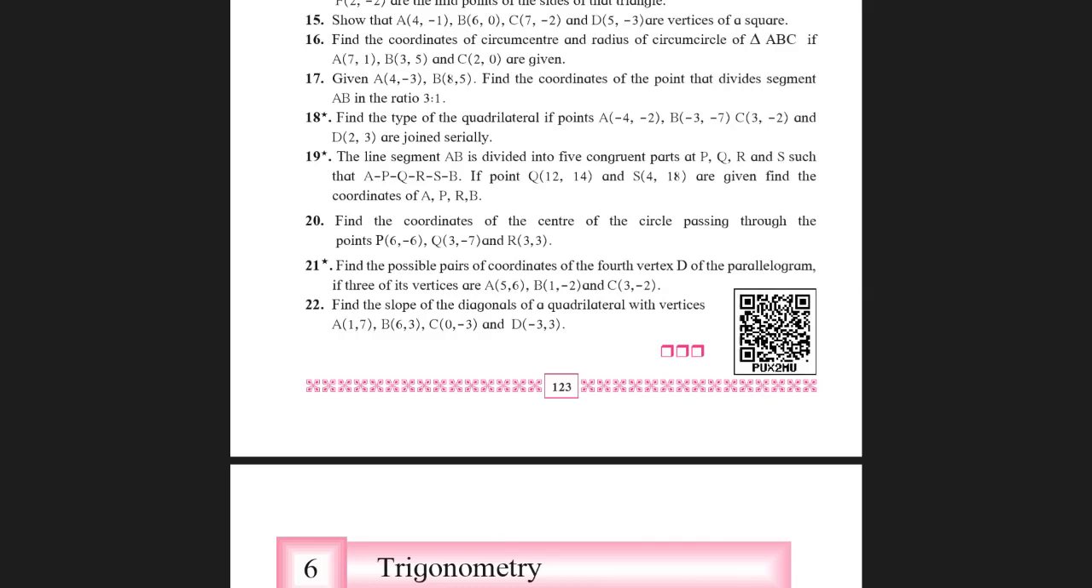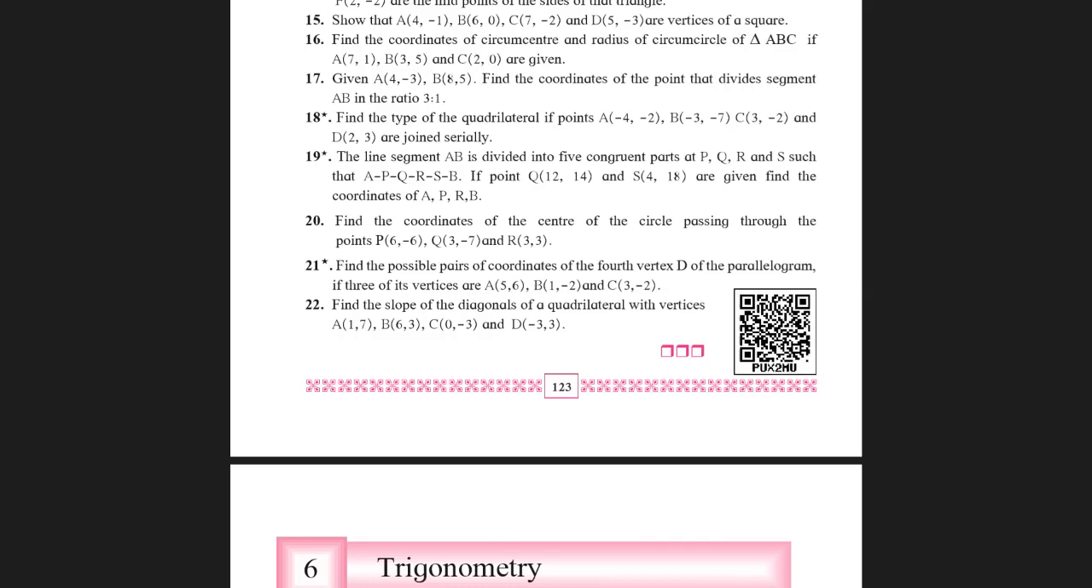Question number 18: find the type of the quadrilateral if the points A, B, C, D are joined serially. So find out the distance AB, BC, CD and DA. If the opposite sides come equal, it means it's a parallelogram. Okay. Find the diagonals also. If they are also coming congruent, it means it's a rectangle. If they are not coming congruent, surely it is a parallelogram. Okay. Next we go to question number 19.